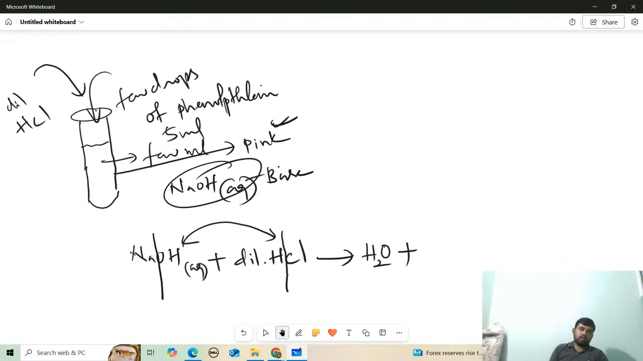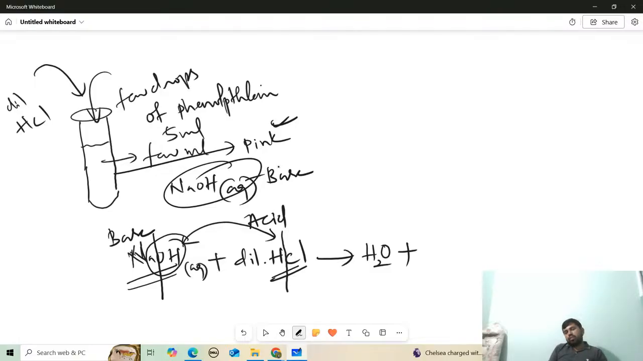Now try to understand here. NaOH is basic in nature. This is a base, and this is an acid. What is the reason for its basic nature? Because of OH, but OH is removed from the base now. Similarly, the part of HCl responsible for acidic character is H plus, and that is used up. Both will come together and form H2O. The remaining part will be NaCl.